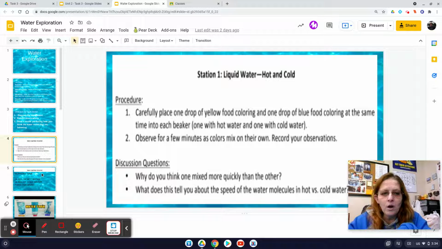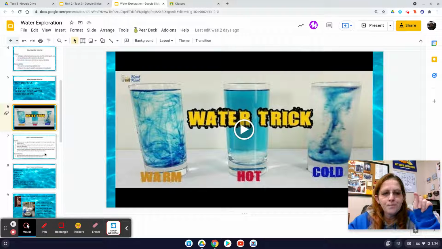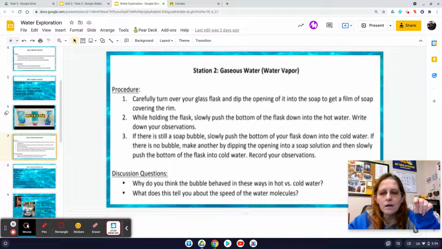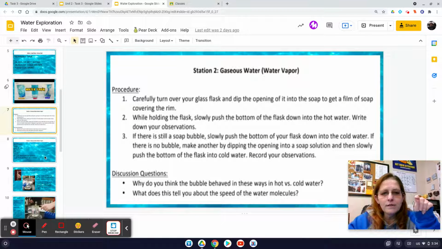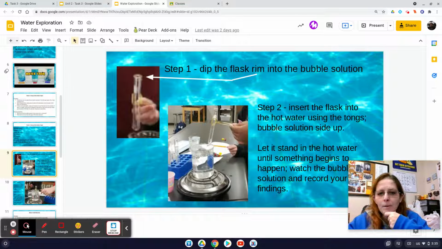So this is experiment 1. Just a reminder, these are the things that you need. This is a video of the actual experiment that I found online. So if you're not doing it physically, then you can watch the video and still answer the questions and still draw the picture. Okay? So no excuses. Here's the gaseous water. Here's the directions. These are the supplies you need. And then these are pictures from last year's group on how they did it and what it looks like.